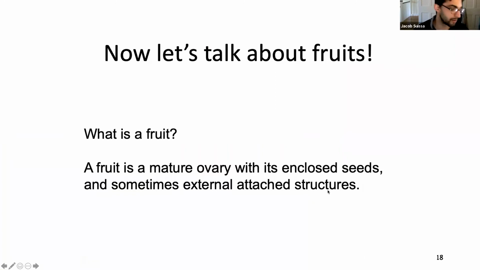Okay, so now we're going to talk about fruits. So, like I said earlier, or I don't know if I said this, but a fruit is just a mature ovary with seeds inside, right? So it starts off as the ovary, and then when everything's fertilized and it's developing and it's ready for dispersal, it becomes the fruit. There's nothing magical that happens. Well, I guess fertilization happens, which you can say is magical.